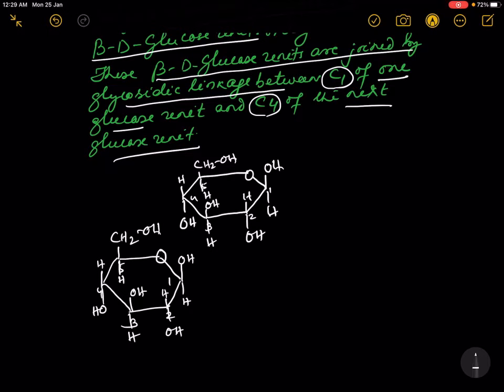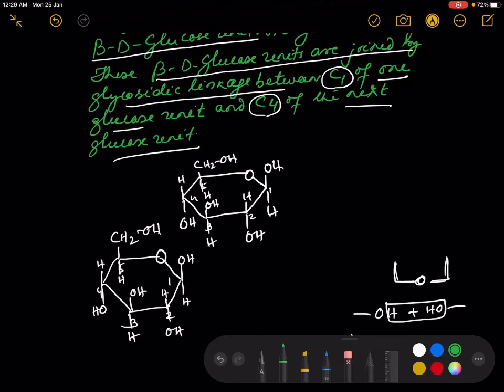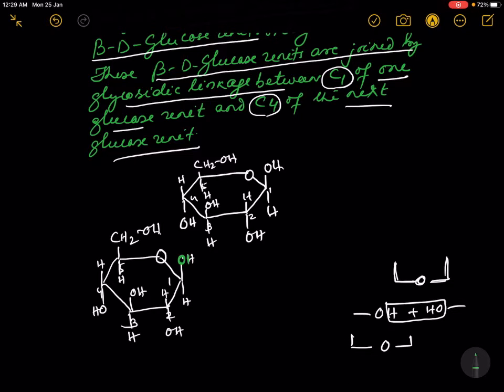Now let us connect these two beta D glucose units by glycosidic linkage. You know, glycosidic linkage is drawn like this. This is the glycosidic linkage. When two OH groups are connected, they form a glycosidic linkage. You see, a water molecule will be removed and this O forms a glycosidic linkage. So over here you can get a glycosidic linkage. This is OH, this is OH. This OH will be connected to this H as shown, and this O will form a glycosidic linkage.